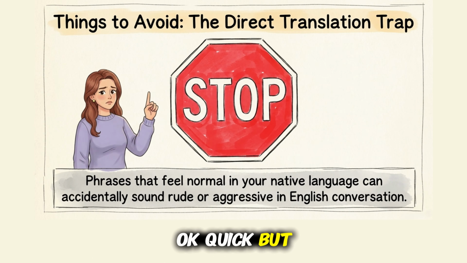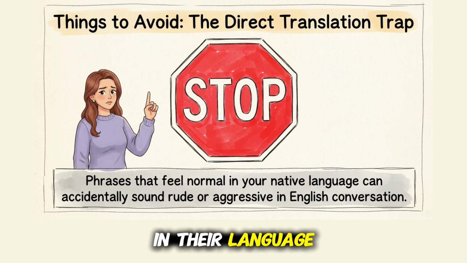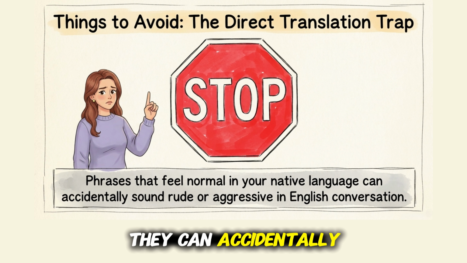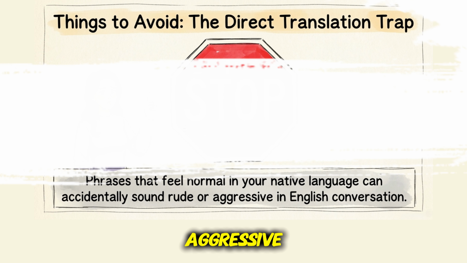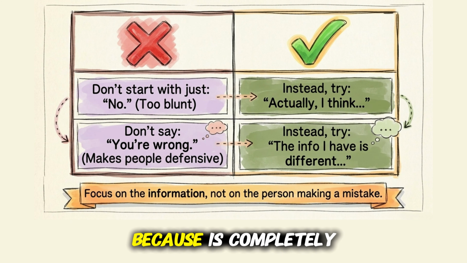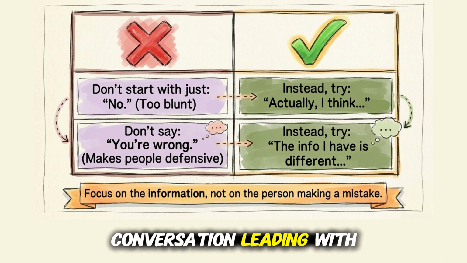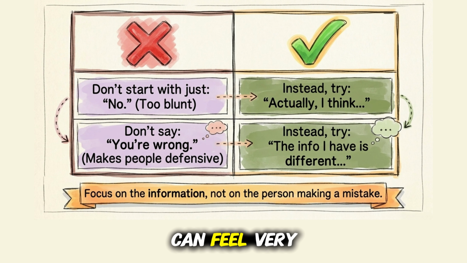Okay, quick but important section. Things to avoid. Because sometimes learners use phrases that feel fine in their language, but in English, they can accidentally sound rude or aggressive. Number 1, avoid starting with just no. In some languages, a quick no, because is completely normal and neutral, but in English conversation, leading with a flat no can feel very blunt. Instead of no, that's not right, try actually I think or I'm not so sure.